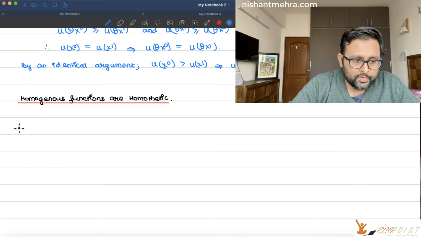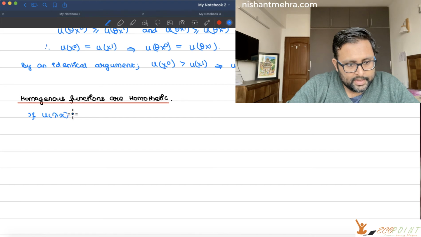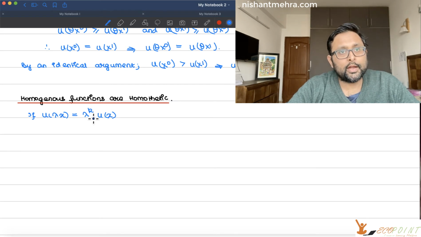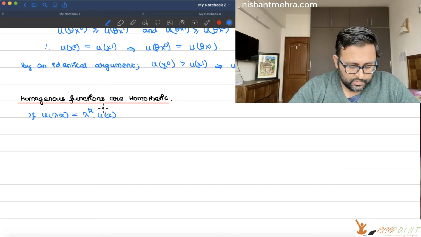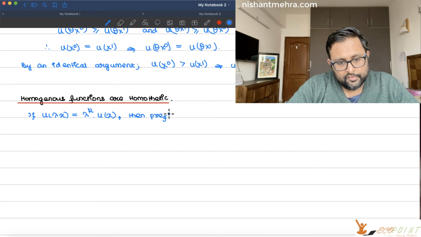That is, if u of lambda x is equal to lambda to the power k u of x. So this is a homogeneous function. Since lambda is completely factored out, this is a homogeneous function. And what is the degree of homogeneity here? k. And we want to show that then preferences are homothetic.